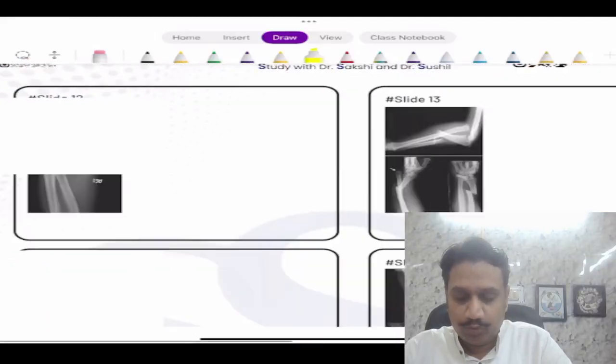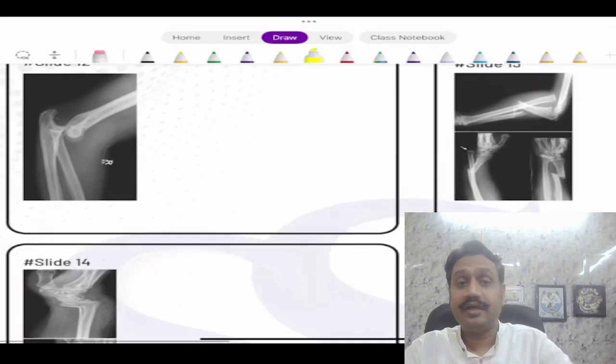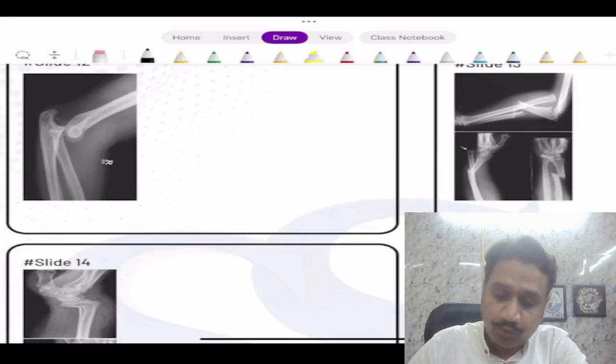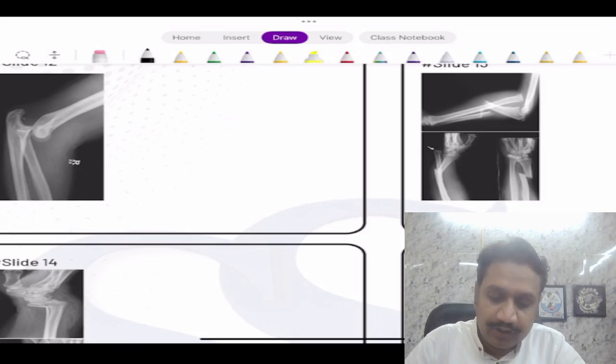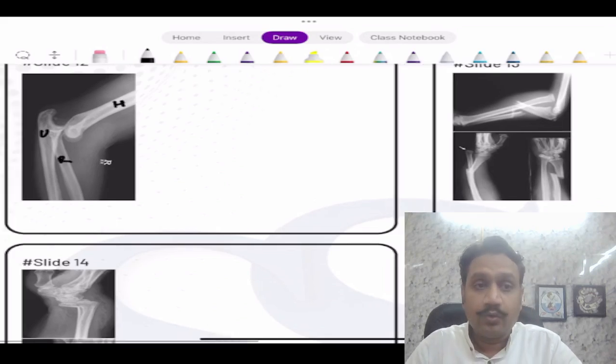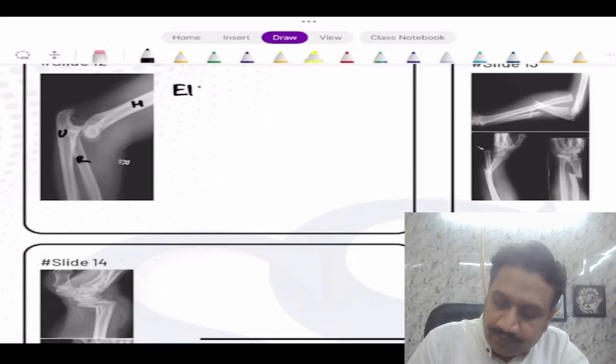Then we have another important set of injuries in the elbow area and forearm area. So here, what do you see in this image? What do we appreciate in this image? The humerus is here, ulna is here, radius is here. What has happened in this particular image? This image is elbow dislocation, right?